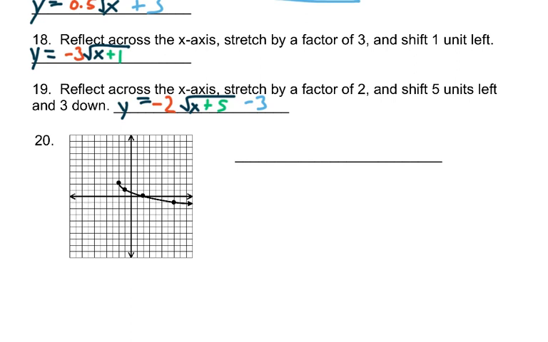And 20 is the last one. So for 20, we're going to write down our transformations, and then it'll look like the previous 4. And then we can write the equation. So something I've noticed, this graph has been reflected. It's going upside down. This has also gone left 2 and up 2.